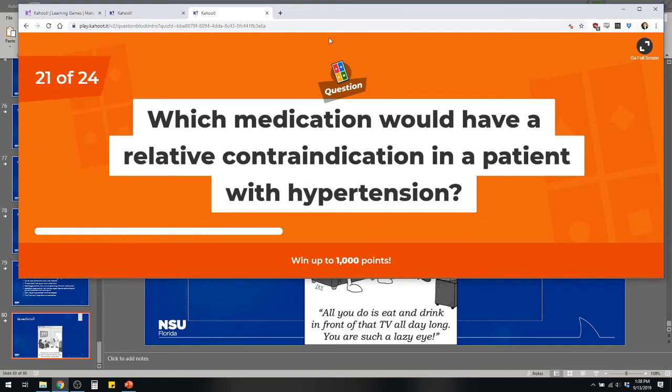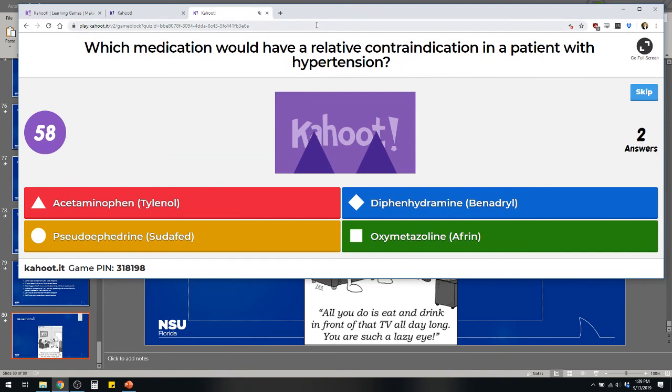Which medication would have a relative contraindication in a patient with hypertension? Be acetaminophen, diphenhydramine, pseudoephedrine, or oxymetazoline.